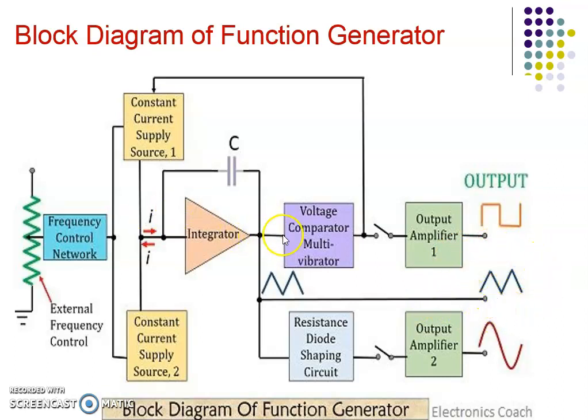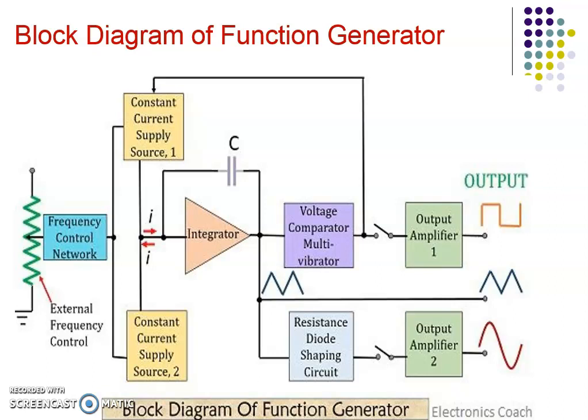From the same triangular wave, if this triangular wave is given as an input to the next block called the comparator. So this is the comparator. An example of that comparator is the Schmitt trigger. The function of the Schmitt trigger is that any triangular wave we apply, the output of that comparator is always a square wave.